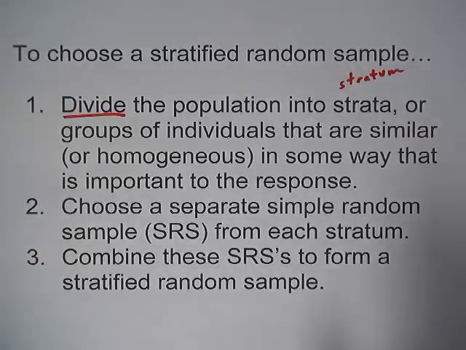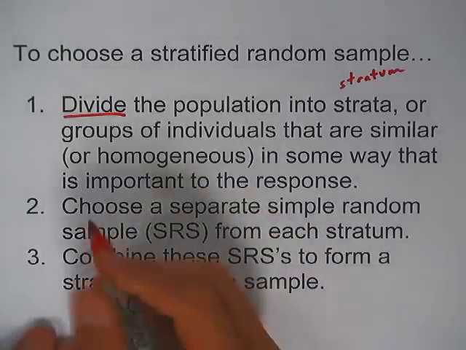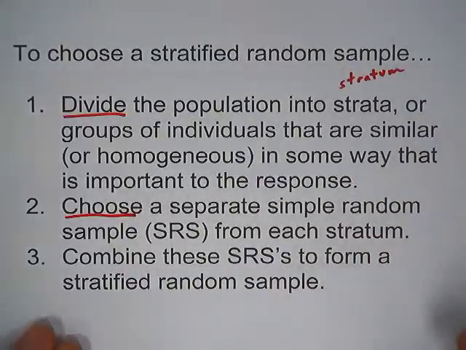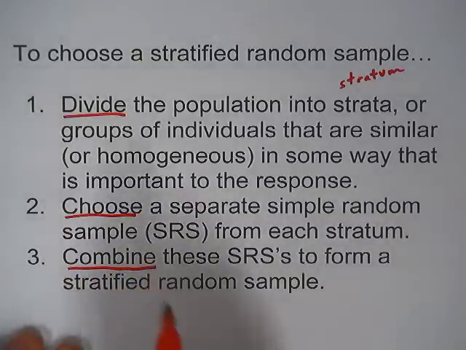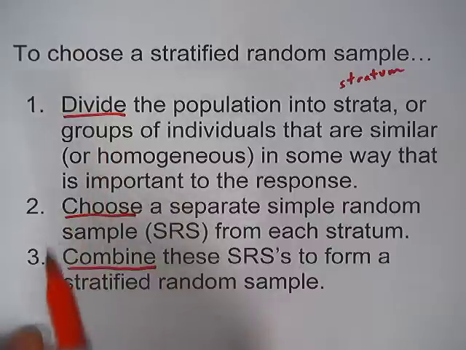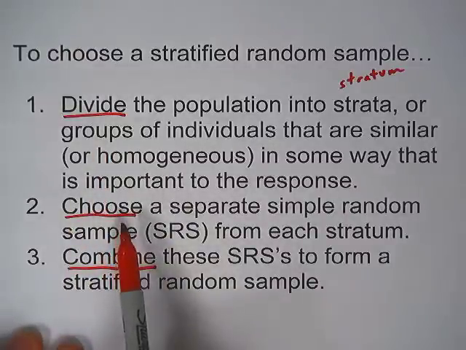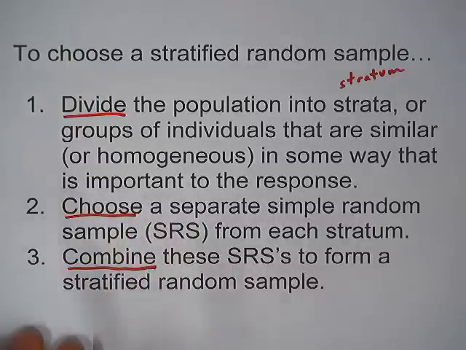Once you have your population split up into strata, step 2 is to choose a separate simple random sample from each stratum. Then step 3, combine these simple random samples to form a stratified random sample. So divide your population into strata, choose a simple random sample from each stratum, and combine the simple random samples to form your big stratified random sample.